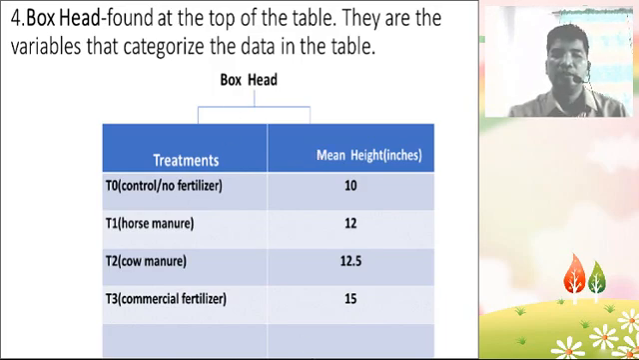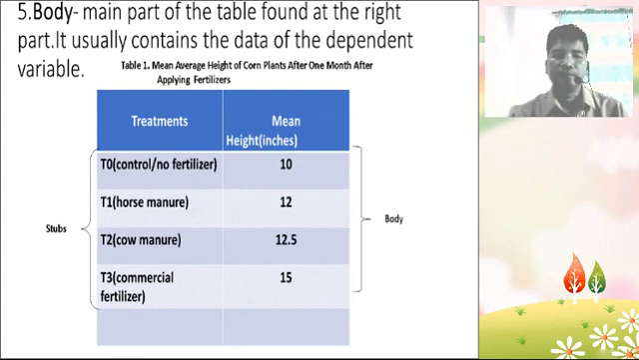Then the fifth part is body. Body is the main part of the table found at the right part. It usually contains the data of the dependent variable. So in this table, the dependent variable is the mean height, and the data under mean height are what we call the body.